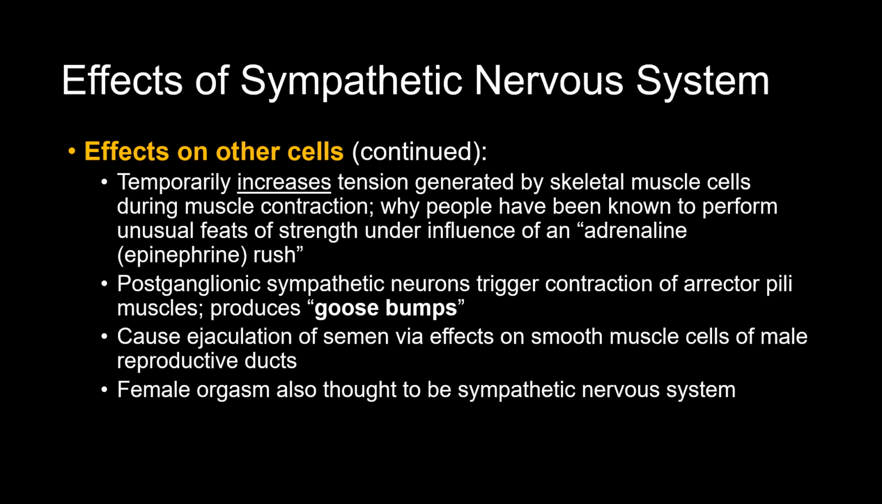Furthermore, these sympathetic neurons trigger the contractions of the erector pili muscles, which can produce those goosebumps when you feel a strong emotional reaction. And then finally, in both male and female ejaculation, these neurons are also the source, the cause of the ejaculation via effects on smooth muscle cells of the reproductive ducts, or the lubrication ducts in the female body.